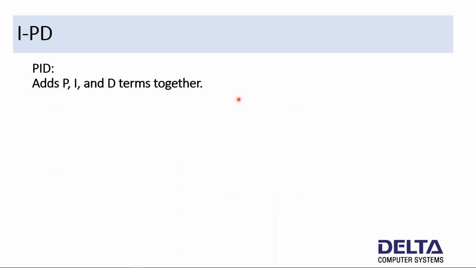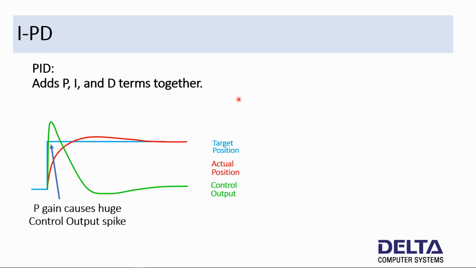Now, the PID term versus the I minus PD. The PID adds the P, I, and D terms together. The proportional looks at the difference between the target and actual position. The integral sums that difference over time. And the differential looks at the difference between the target and actual velocity. And so it looks like what I just showed you earlier, we get this huge spike.